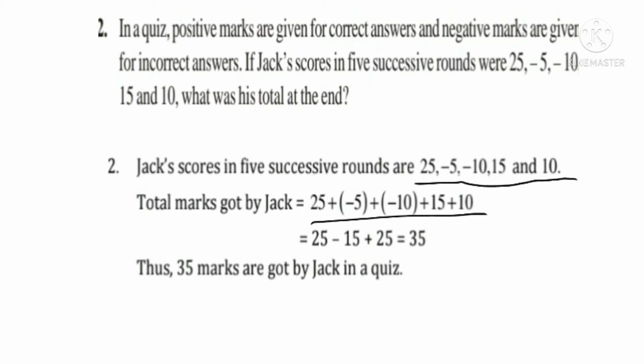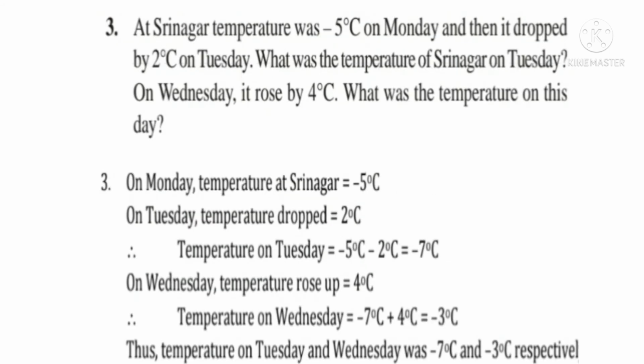So we will add all these numbers. 25 plus minus 5 is 20, then minus 10. It's minus 15. 15 plus 10, 25. And the overall is 50 minus 15, that is 35. So 35 marks are scored by Jack in the quiz.